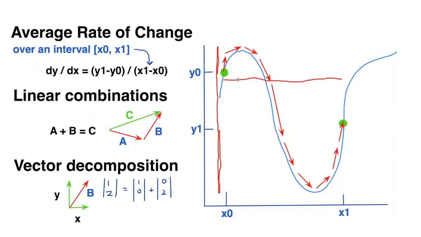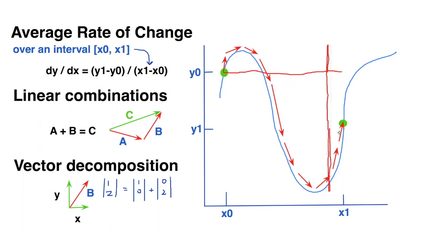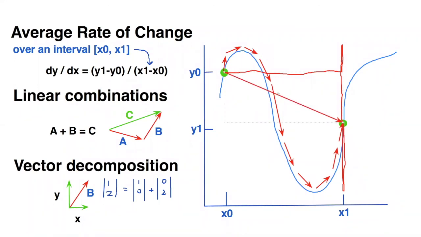So there's our total displacement in the x direction and our total displacement in the y direction. And once again, we connect the two, then we divide it by our units. And again, we would get this same slope that represents our average rate of change over the interval.